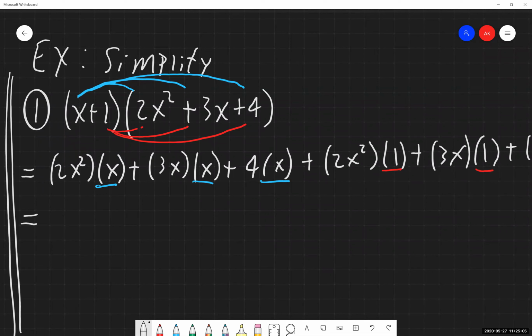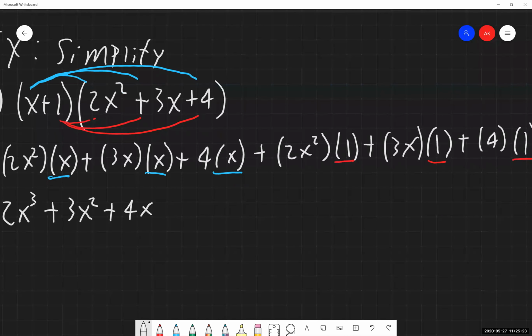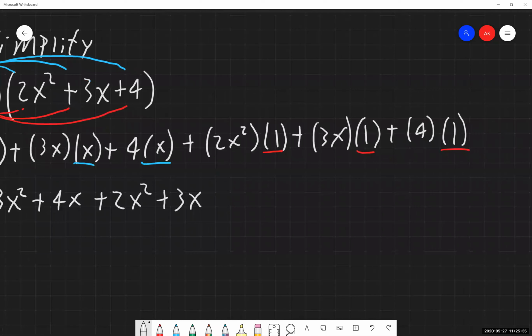So I have 2x squared times x. That's going to give me 2x cubed. Plus, I have 3x times x. That's going to give me 3x squared. Plus 4x. We're just going left to right from the line above. I then have 2x squared times 1. That's just going to be 2x squared. Then 3x times 1, which is 3x. And I have 4 times 1, which is just going to be 4.